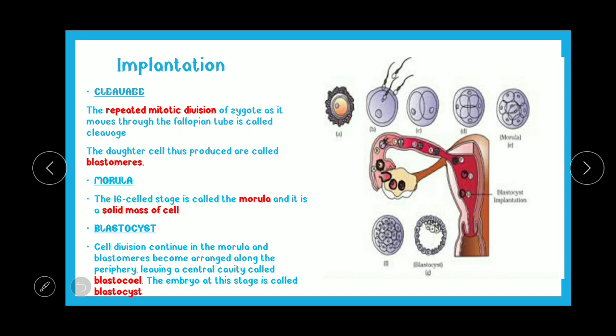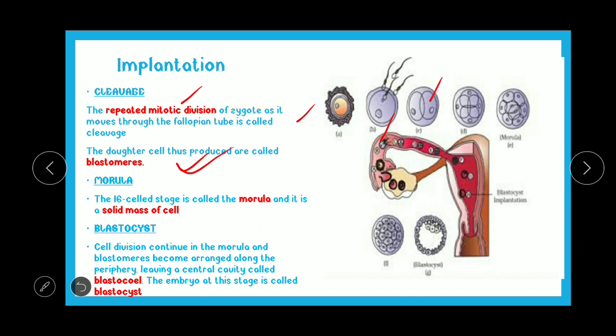Now comes implantation. After the zygote is formed by the fusion, it starts cleavage. This is repeated mitotic division as it moves through the fallopian tube, where the number of nuclei is increasing and the nucleus to cytoplasm ratio is decreasing. That is cleavage. And the daughter cells produced are called blastomeres.